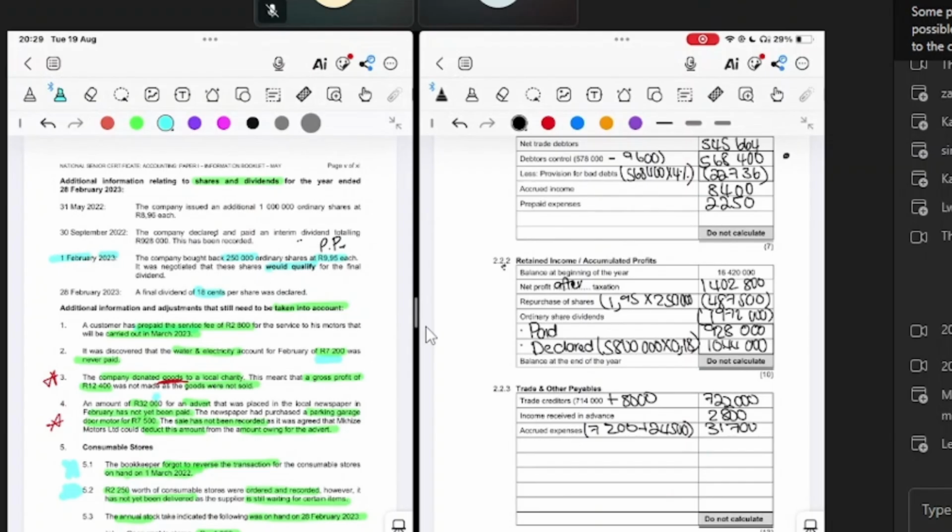Now we still have to put other things in our trade and other payables. Let's start here. When we were doing the ordinary share dividends, there are dividends that have not been paid yet, and we call those shareholders for dividends. Dividends that are still owed. And that amount was 1,044,000. Then we continue.